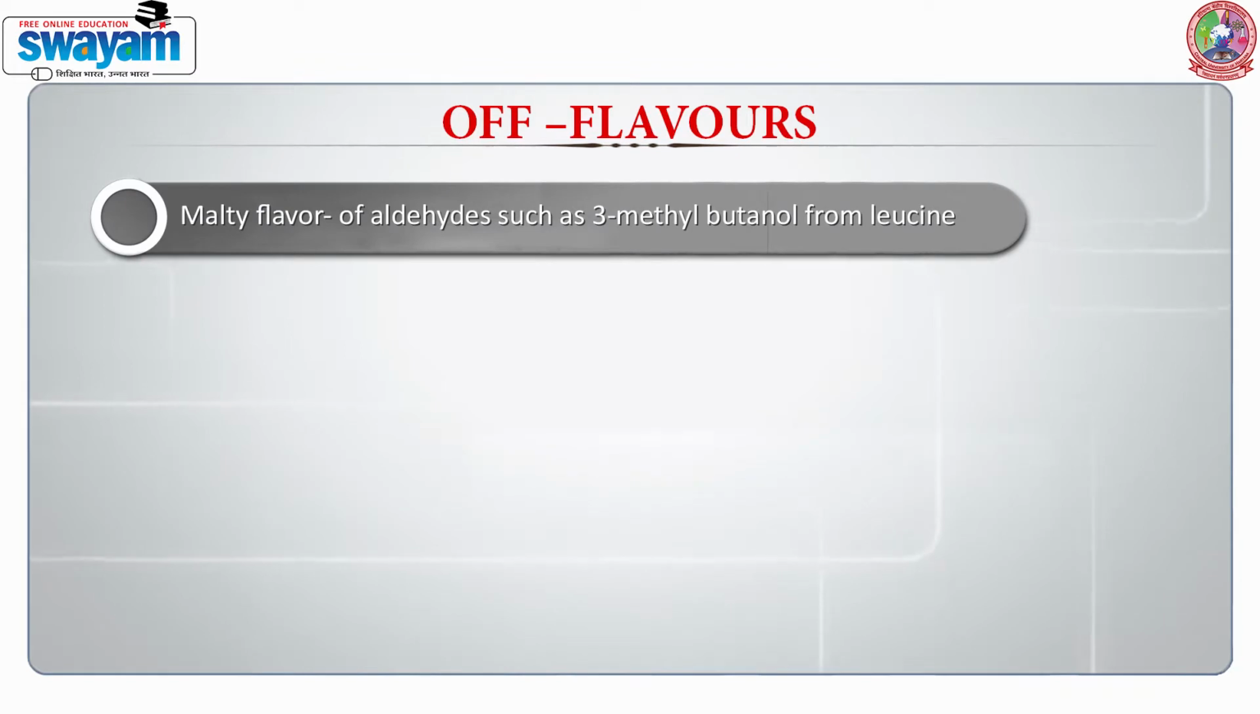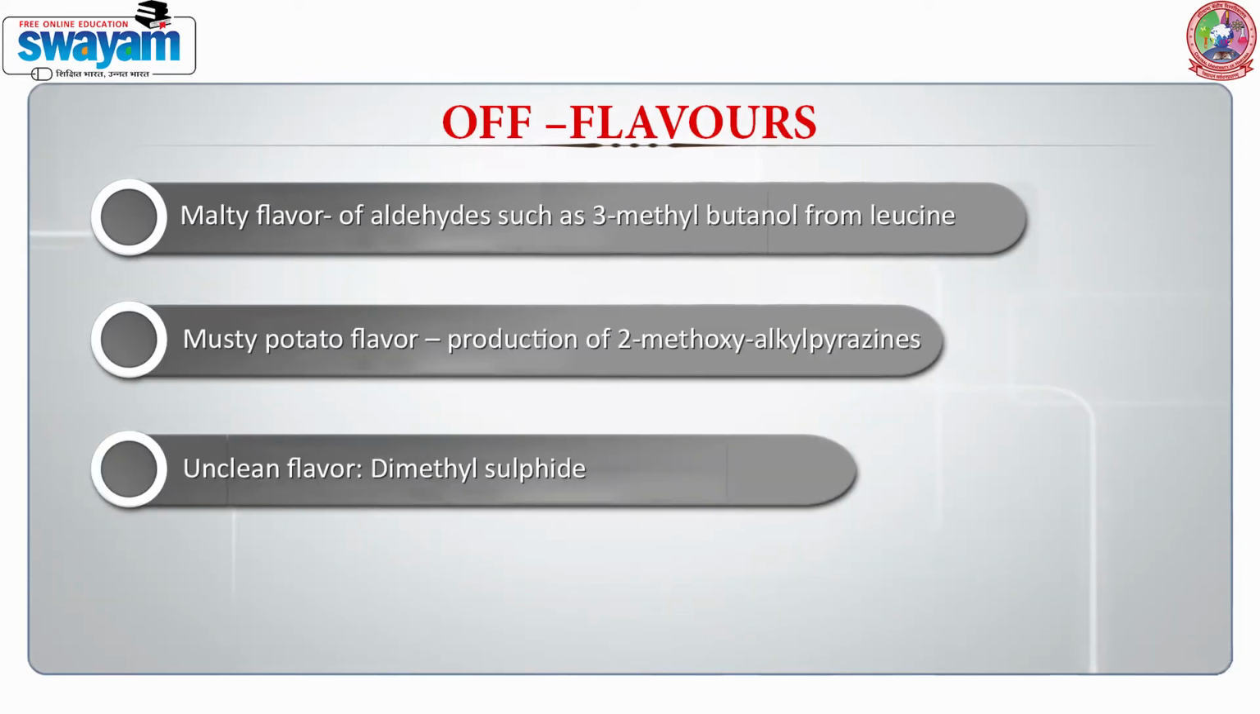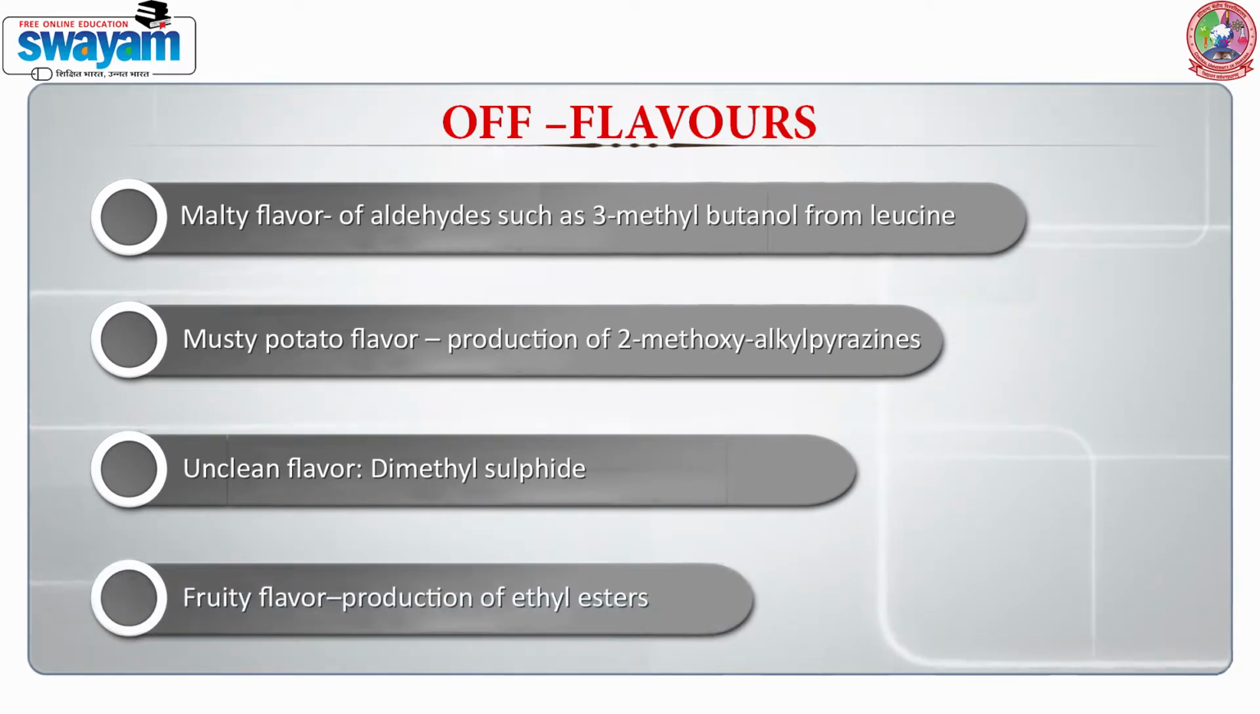When we talk about milk spoilage, there are various types of off flavors also associated with the milk. They can be the malty flavor, the potato flavor, the unclean flavor, or the fruity flavor, which is very sweet and is due to the production of ethyl esters.